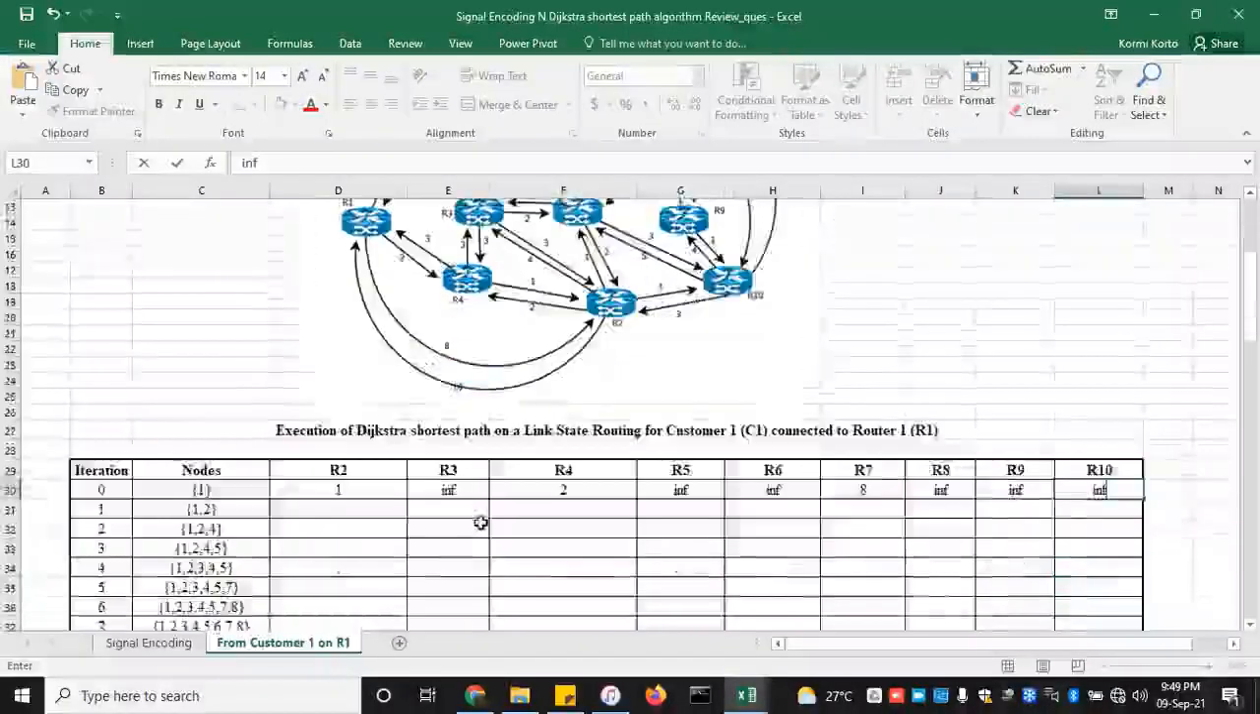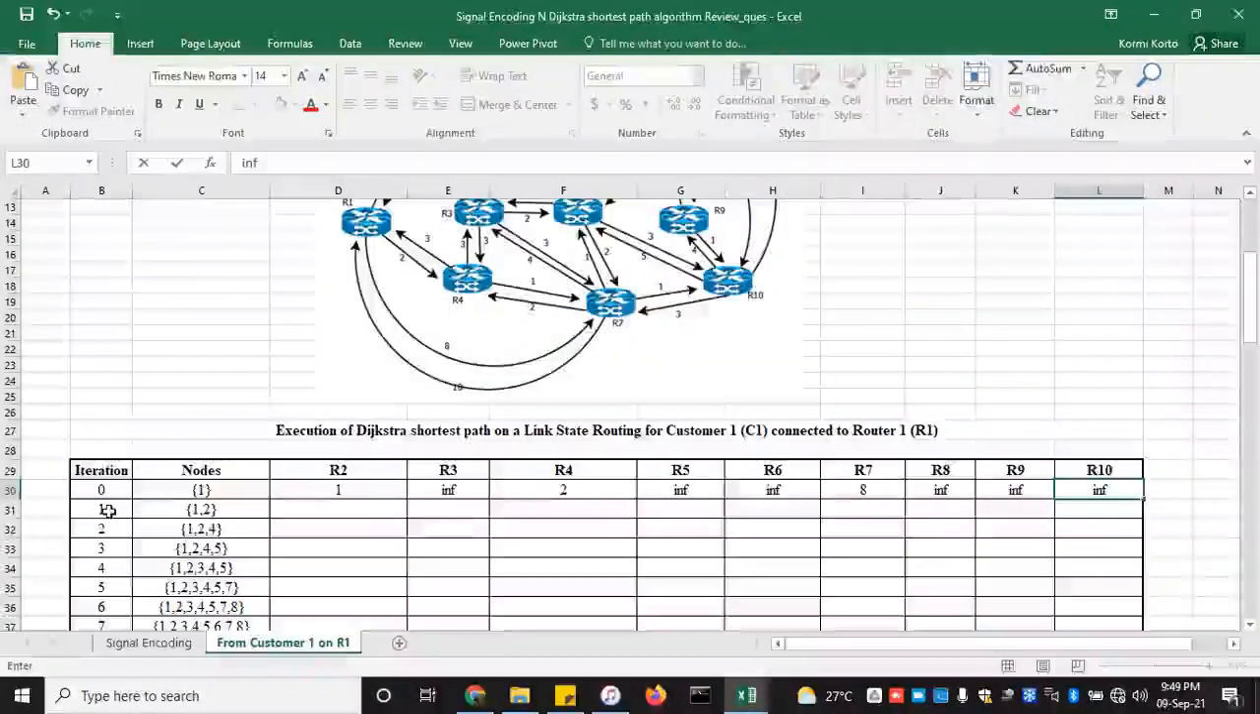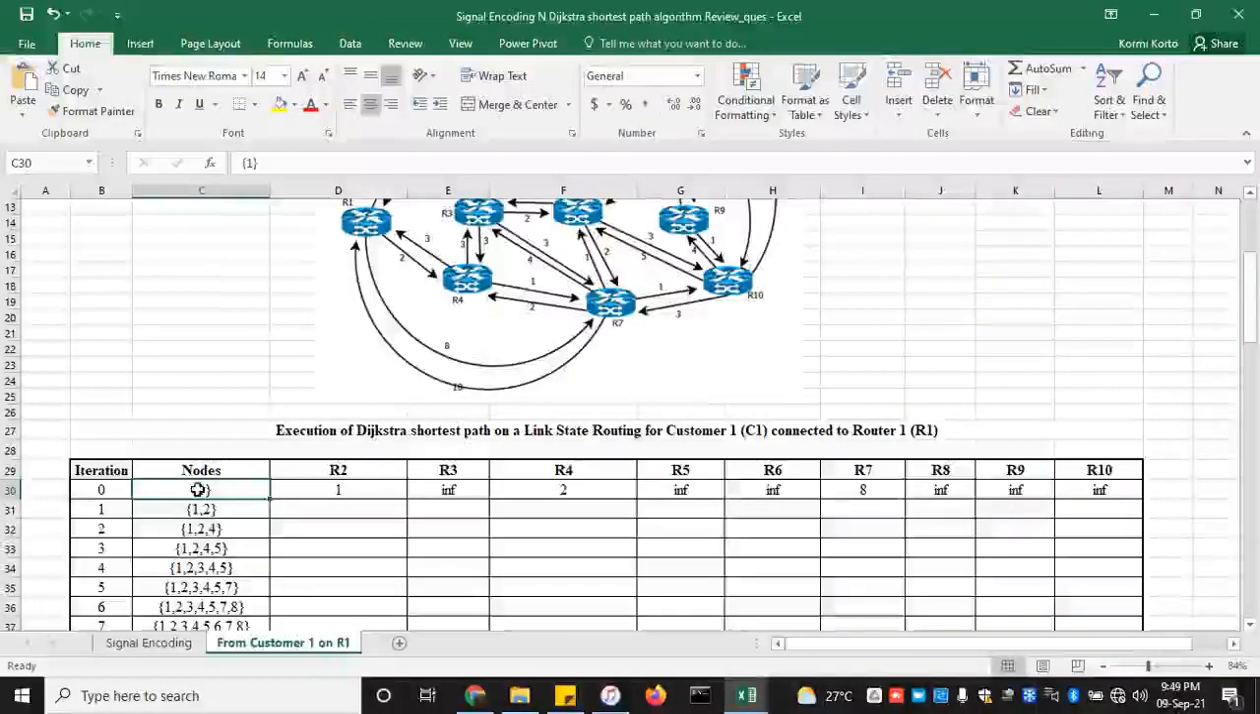Okay. Now moving on to the next iteration. So now we start from 0, which is using the device itself as the point of reference for the transmission. You have the sequence of executing the Dijkstra shortest path. Now moving on to the second iteration, so 0, 1, the second iteration.